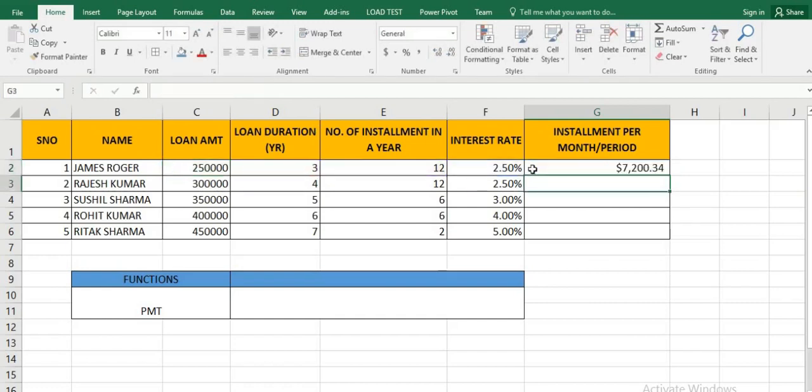So it will give it in positive. So this is 7,200.34 installment per month he has to give. Then he is able to pay our amount with interest rate 2.5. So this is for our first. So for the second, we have to drag it here.